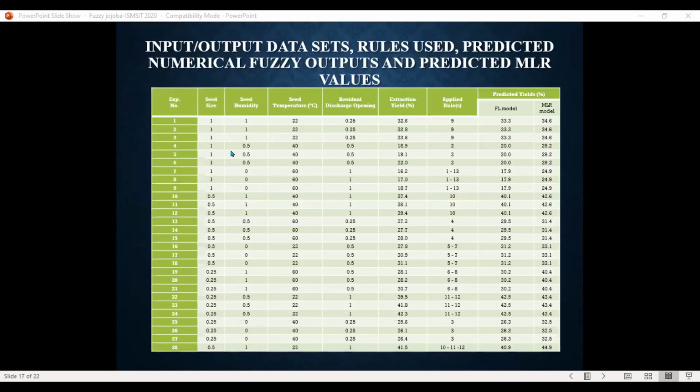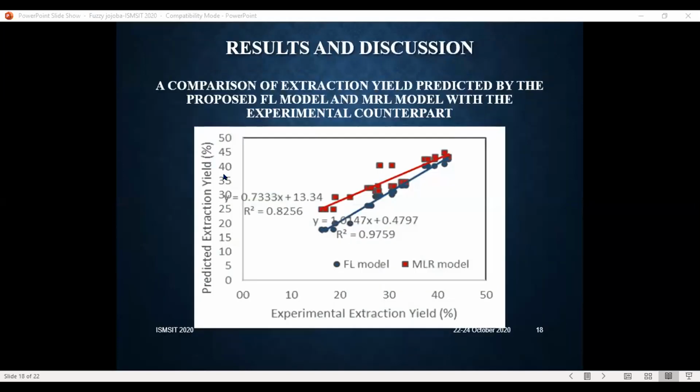This is so small, but I want to show here that actually we do 27 experiments, 28 of them only for testing we use it. Those are the real data. I mean, those are the extraction yield experimental values, and those are predicted values with the multiple linear regression model and with the fuzzy logic model.